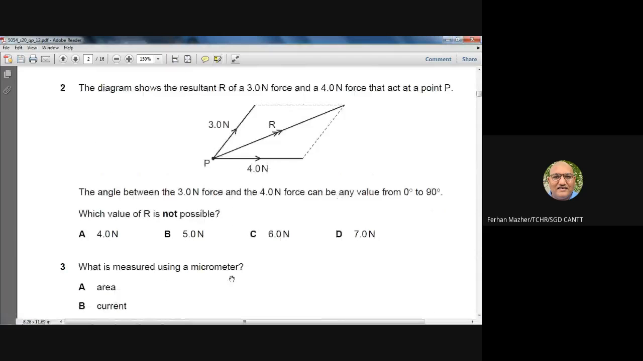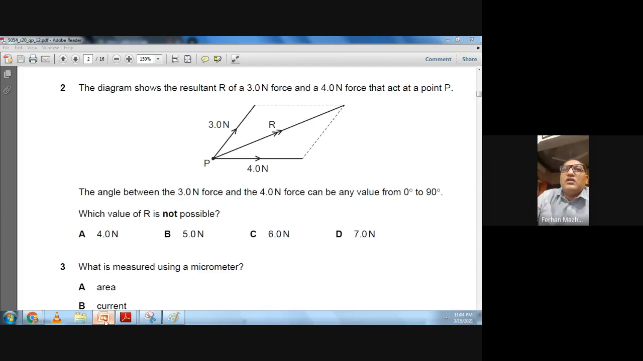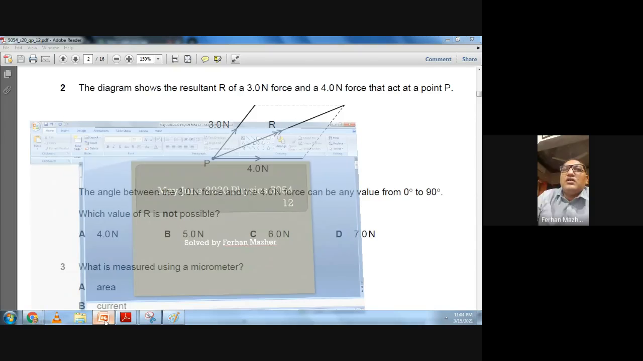Next question. Question number 2. The diagram shows the resultant R of a 3 Newton force and a 4 Newton force that act at a point P. The angle between the 3 Newton force and the 4 Newton force can be any value from 0 to 90 degree. Which value of the R is not possible? Here they have shown two vectors, a 3 Newton vector and a 4 Newton vector, and the angle between them you can vary from 0 to 90 degree.